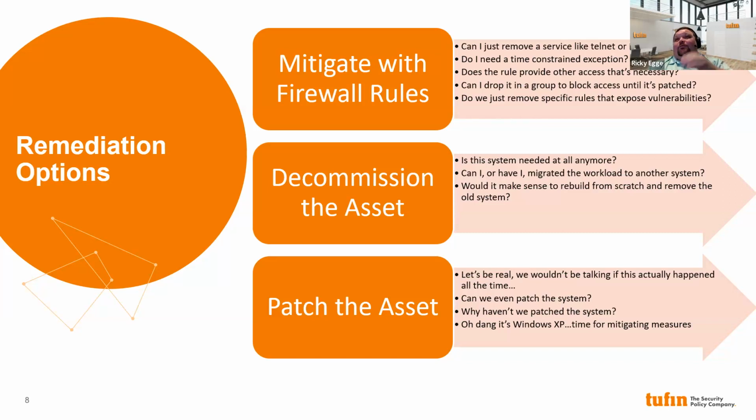So maybe it's got a rule for SCP, and it's got a rule for HTTPS, and it's got a rule for RDP. And the rule for HTTPS is the one we need to look out for. There's an Apache Struts vulnerability. We're just going to remove that. It's got Apache running, but there's nobody using it, so we can just turn that off. The rest of the server can function.